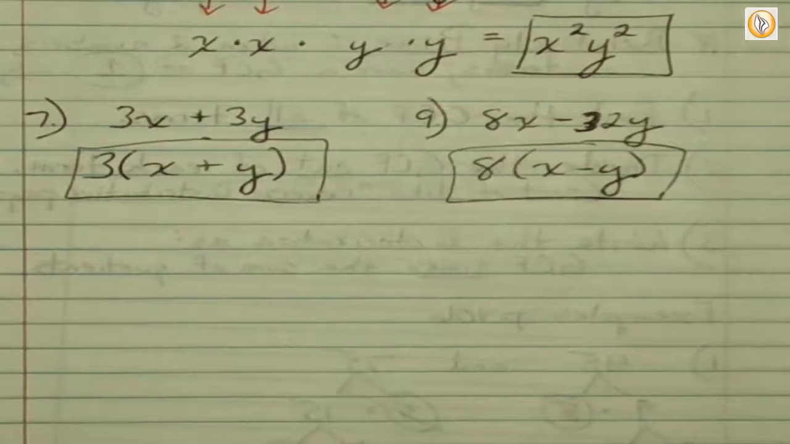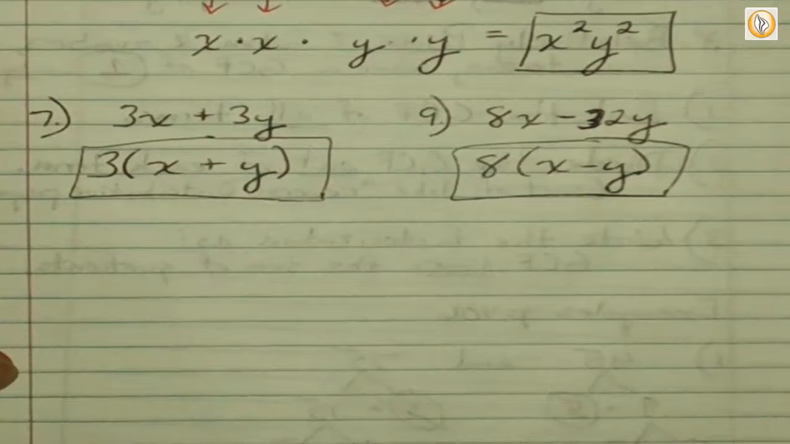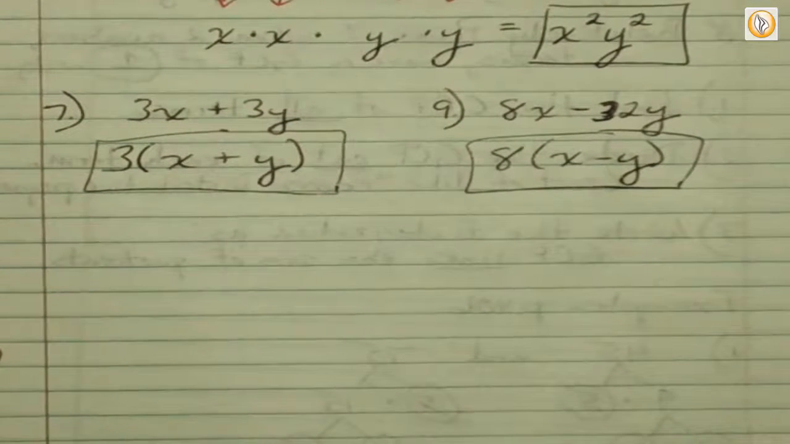So we take the 8 out, and we're left with x minus y. Any questions? It couldn't be negative 8 because that's a really low number. Correct. Are there any questions so far? Yes. How would you check yourself with that?